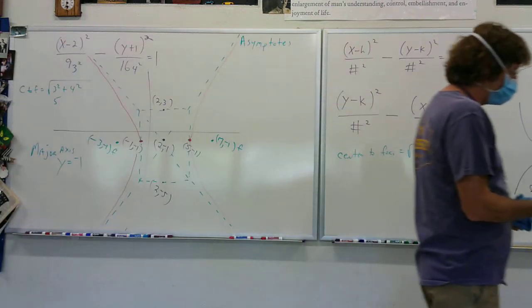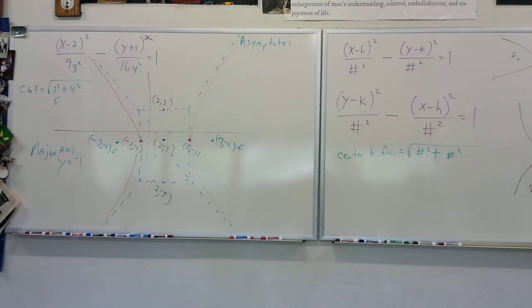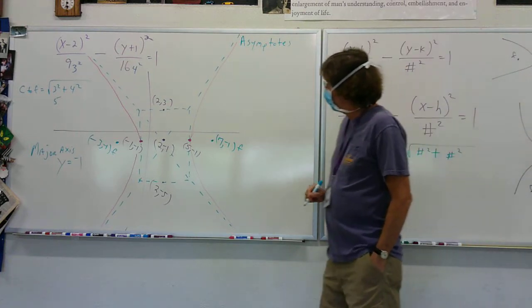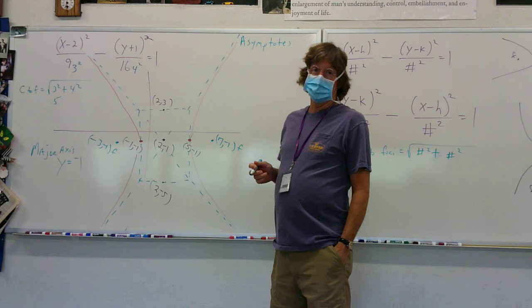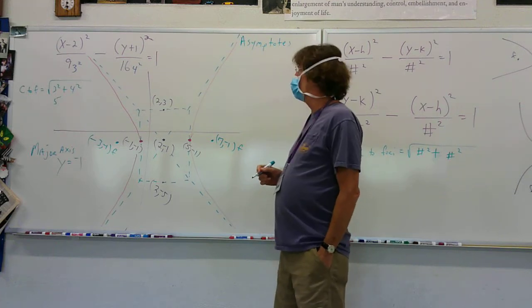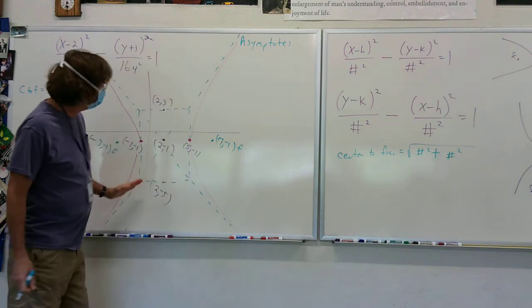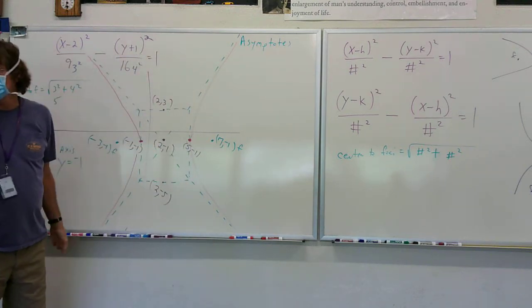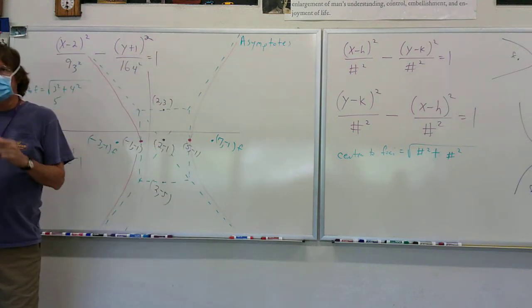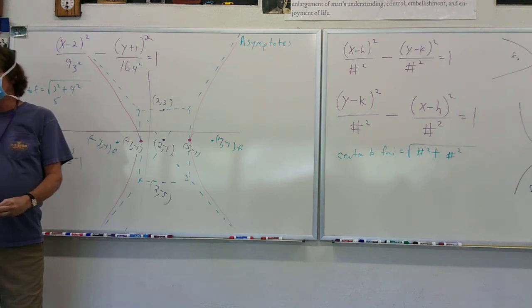All right, now let's get to the last little thing I have to teach you about these. This is the part that I really care about. Well, I care about the whole thing, I guess. I'm getting old and grumpy. All right, we are going to write equations for the asymptotes. We have to write equations for the asymptotes.